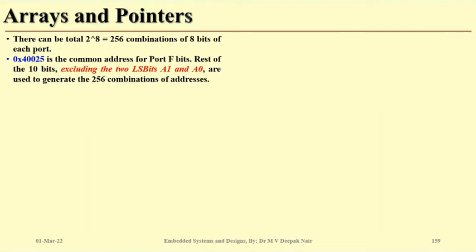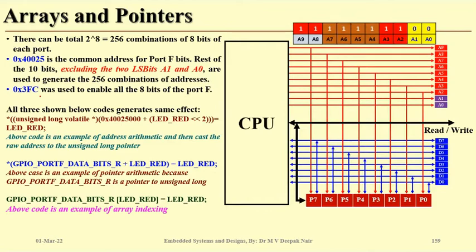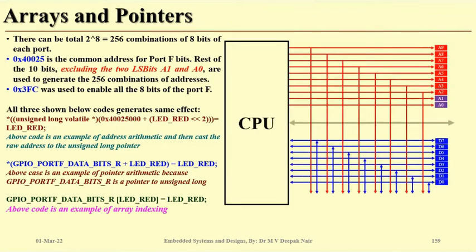So remember this. First of all, port F has this common address, and the rest of the three digits means 12 bits. Out of those 12 bits, 10 bits are used. The rest, A1 and A0, are not used to generate 256 combinations. Okay, so just keep an eye on that. In that case, what can we learn from here?